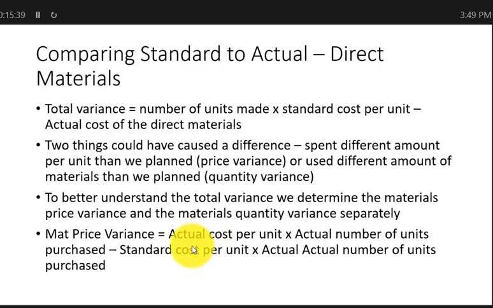So another way to look at this is you could take the difference between the actual cost per unit and the standard cost per unit and multiply by the actual number of units purchased. That's another way of rearranging that. That will get you your materials price variance. That's how much we're different from what we planned based solely on the price of chocolate chips.